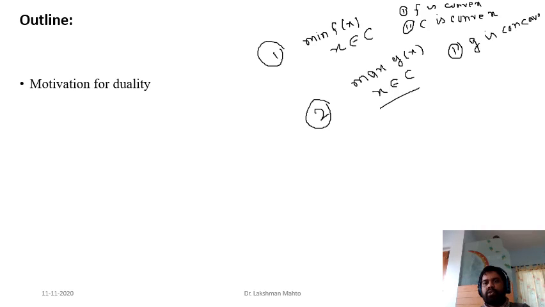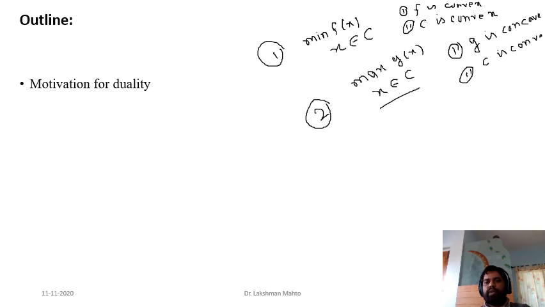So here g is concave and C is convex. Okay, this is the criteria of defining a convex optimization problem in general.